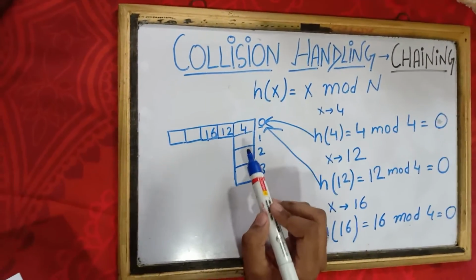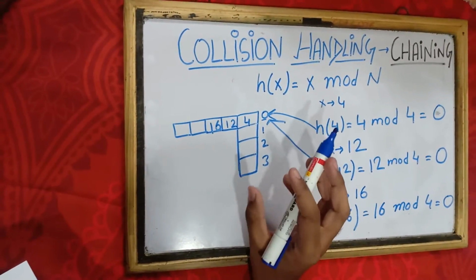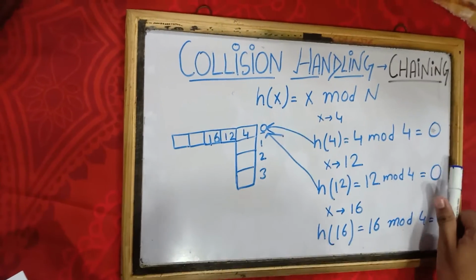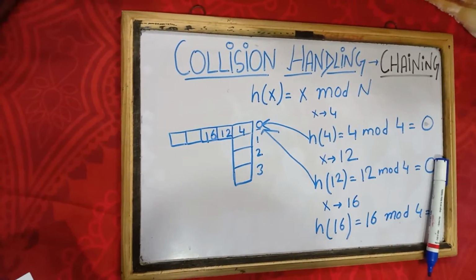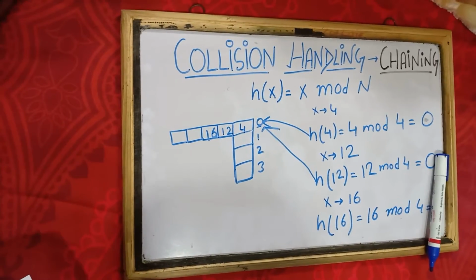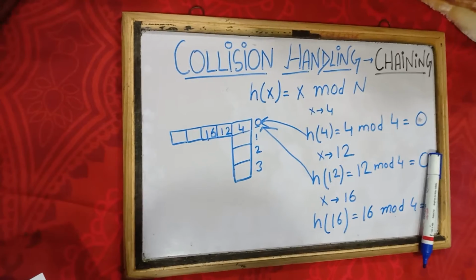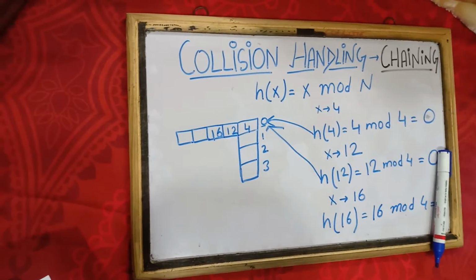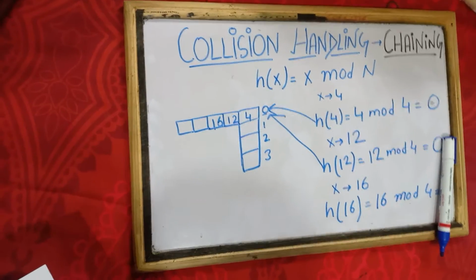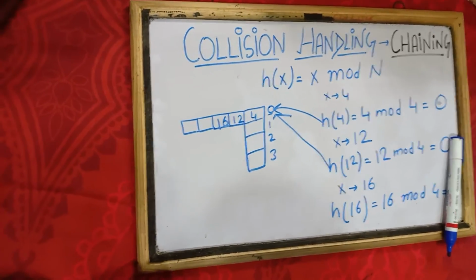Now what are the advantages of separate chaining? First, it is very simple to implement. Secondly, the hash table will never fill up, that is, we can always add elements to the chain. Third, it is very useful when we don't know how many keys may be inserted or deleted, and how frequently.